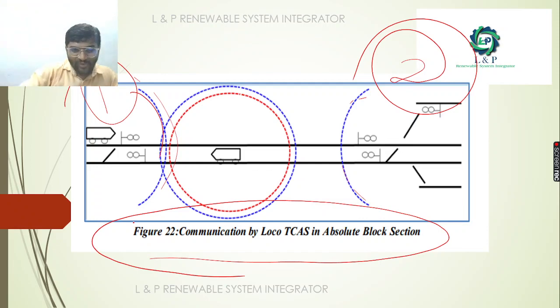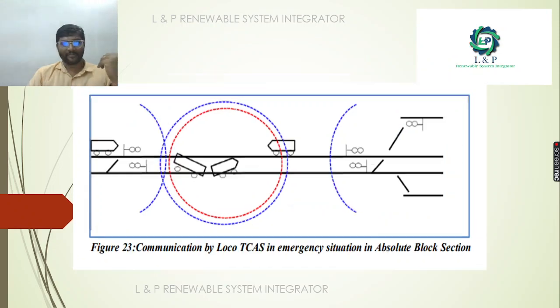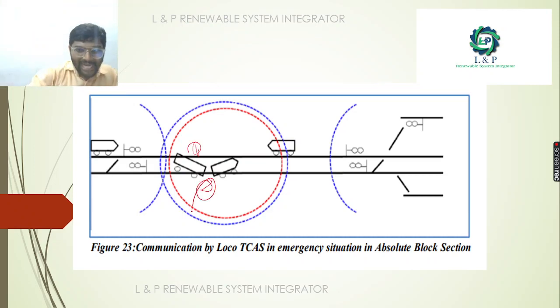When the radio frequency range of the Loco train comes in contact with the frequency range of station 1, they will come to know the Loco is approaching the station. In the same way, as you can see here, this is track 1 and track 2. Consider a situation where a collision has already occurred. There is an emergency situation already.